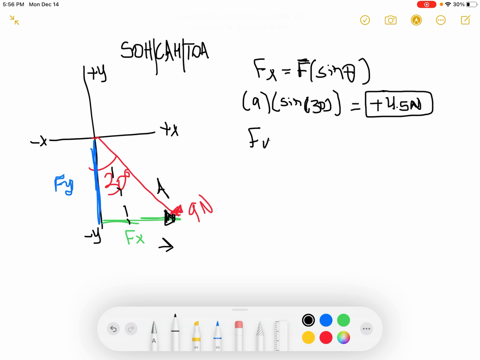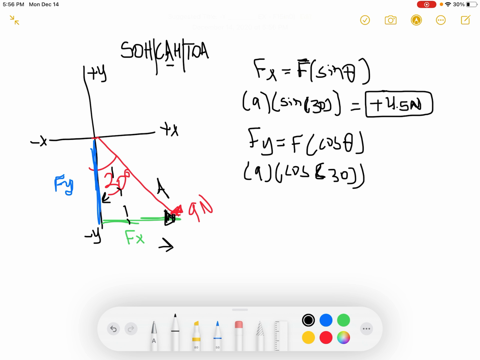Now let's find the y component. We will use cosine this time. So that's the formula. And y is because this is adjacent to it. So adjacent A. Now that is going to be pretty much the same thing, except you just replace sine with cosine as far as plugging things in goes. And we will get 7.8 approximately newtons.